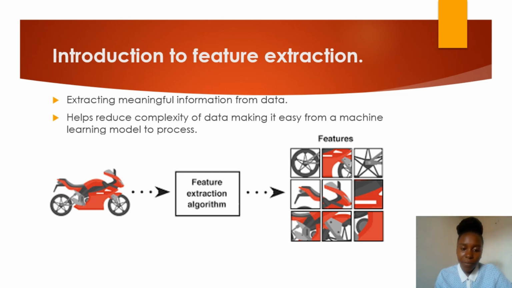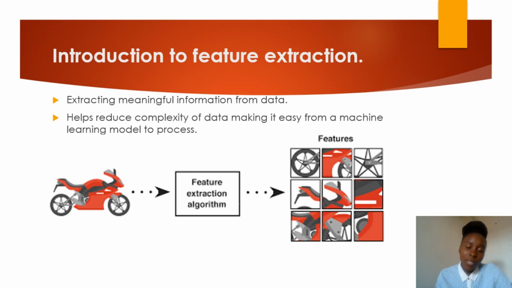So when you apply a feature extraction algorithm, these are the features that you're going to get. The algorithm looks at the key features of this image, and as you can see, the important features are the wheel and the seat. It extracted these 9 important features from the image, which makes it easy to understand the whole image by first extracting the key features and leaving out the ones that are not so necessary.